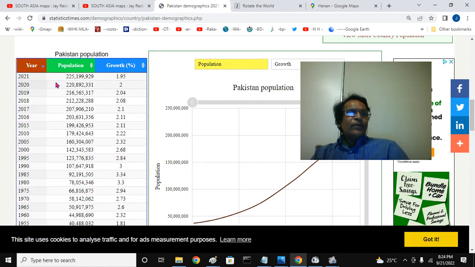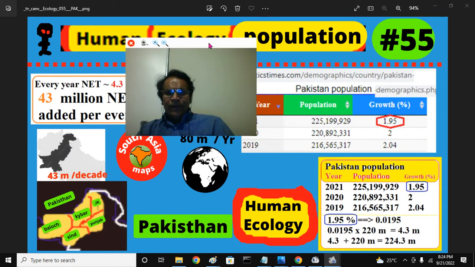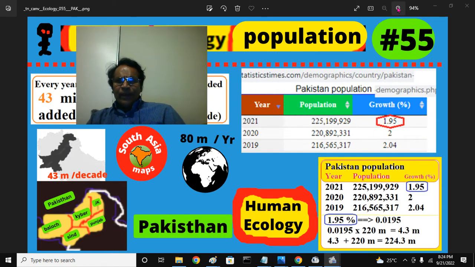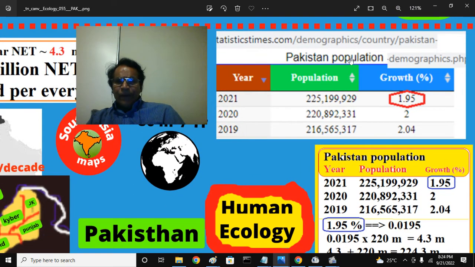Here, in 2021 they have 225 million people and a growth rate of 1.95. The same thing I have copied here and made this calculation so that it will be a little easier for you to see how we come to this conclusion. In 2020 Pakistan has 220 million people, a growth rate of 1.95%, and that makes it 225.